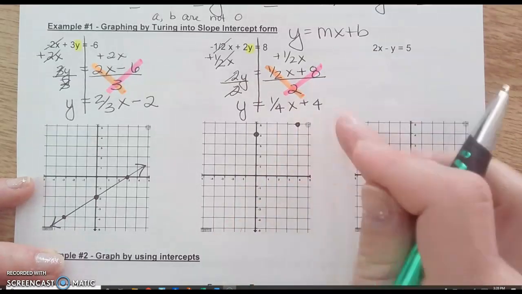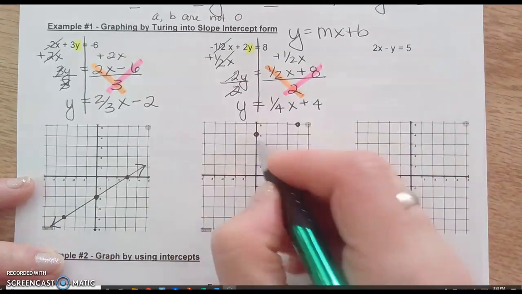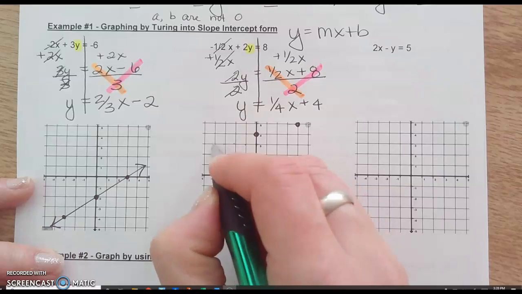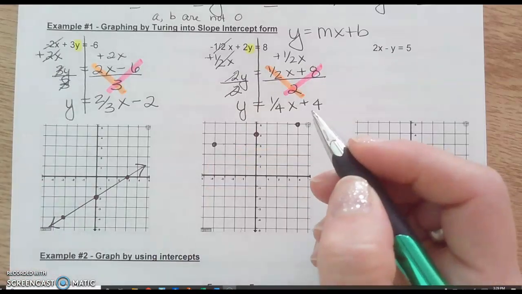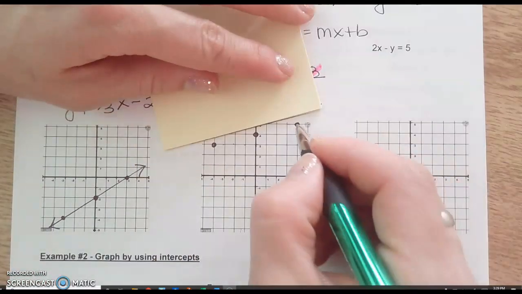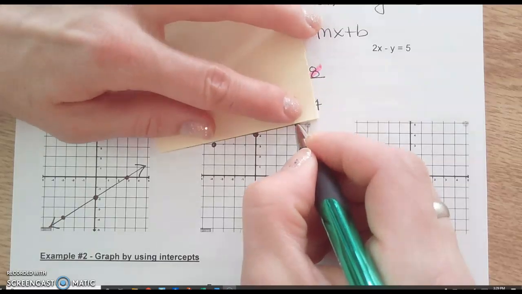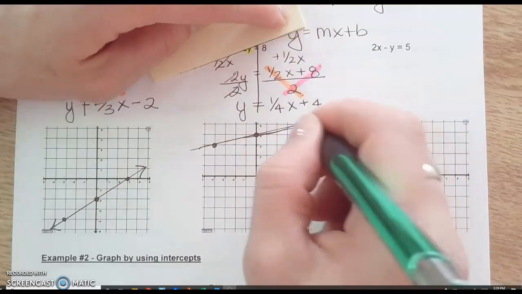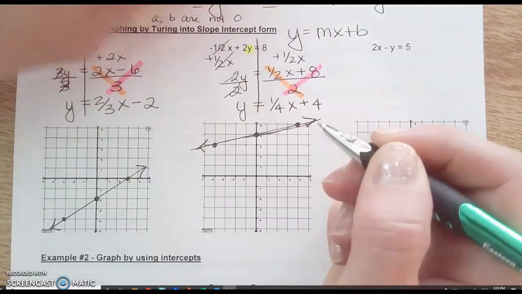I'm running out of room, so I'm going to try to graph another point this way. Down 1, back 4. And now I should have enough to get my line. Whoops. A little wobbly there, but you get the idea.